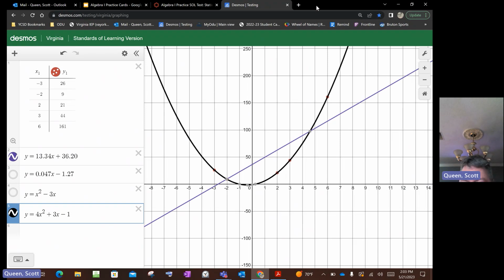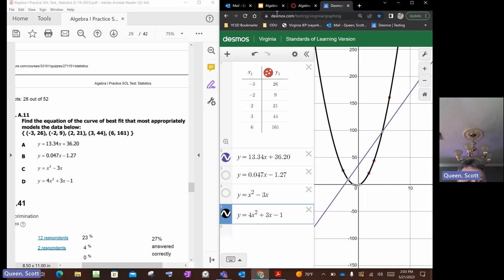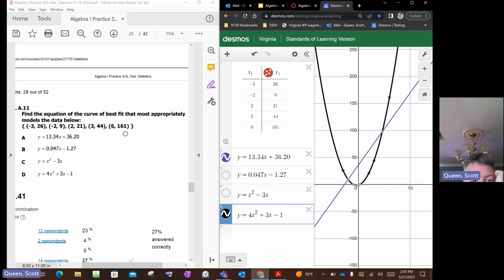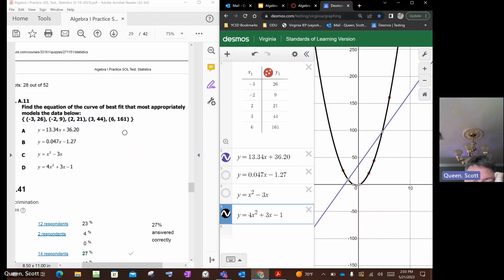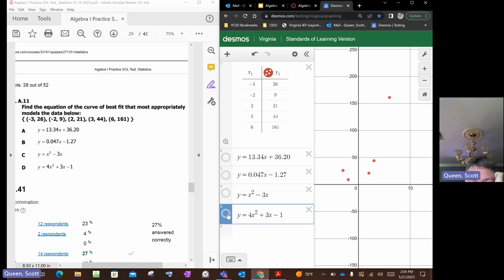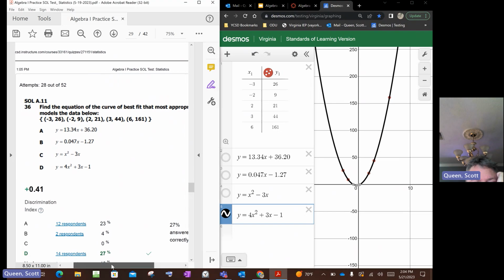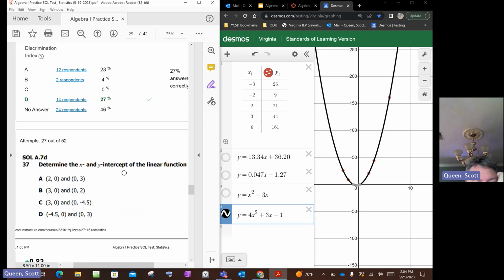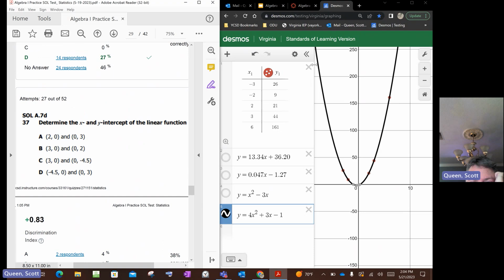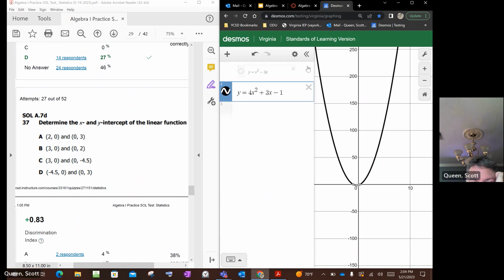Let's go back to the problem. All right, it says curve of best fit. Curve of best fit. So purple is not a curve. That's a straight line. The black one, that is a curve, and it hits it very nicely. So there's our answer. If in doubt, go with what makes sense. All right, graph this stuff. That's 36.